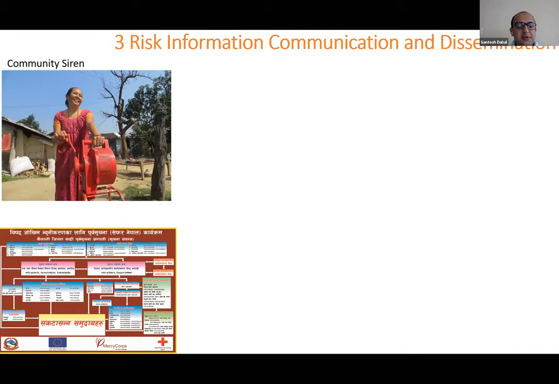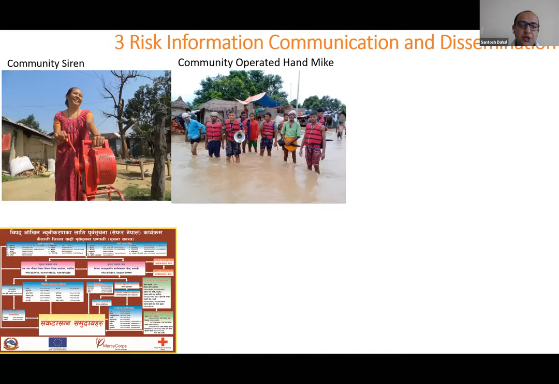Similarly, after receiving the information from the government, we use community level sirens, where the siren is blown at three levels. First is for the warning level, another is the danger level, and another is for the evacuation level of the community members. After that, we also use a community operated hand mic to make the community aware that the flood is coming, take care, prepare yourself, and evacuate to safe places. So we do these kinds of things.